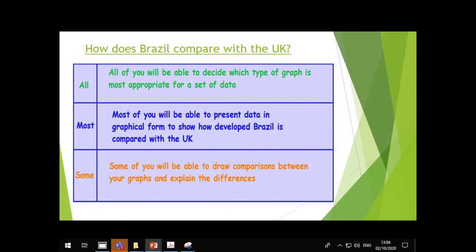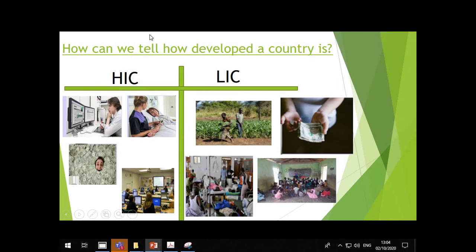Okay, welcome back. So the question is, how does Brazil compare with the UK? We're going to use a graph to have a look at this, and we're going to ask you what type of graph we need to use. So the comparison we're going to make is the development of a country. So how powerful, how rich is a country? How advanced is it than a different country? So we have HICs and LICs. HIC stands for high income country, LIC for low income country.